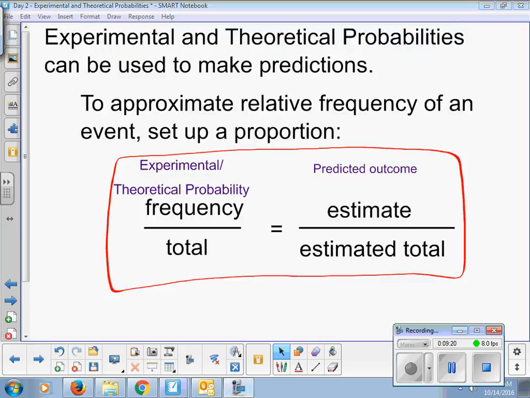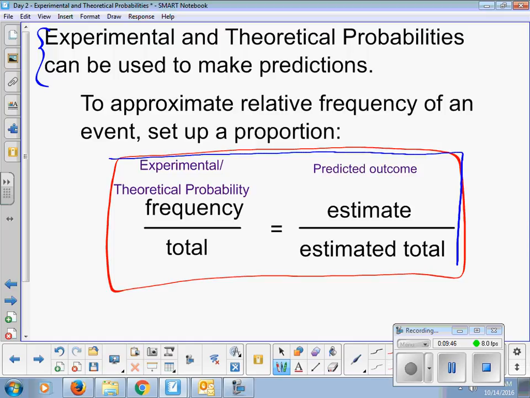So the next part you're looking at in your notes is underneath example 3. Underneath example 3, it says this right here. Experimental and theoretical probabilities can be used to make predictions. When we make predictions, we set up our two fractions, set them equal to each other, and cross multiply. So we're setting up a proportion, and our proportion is, on this side we have our probability, probability is frequency over total, and we set that equal to our predicted outcome, the estimate over the estimated total. So go ahead and copy in the proportion into your notes.